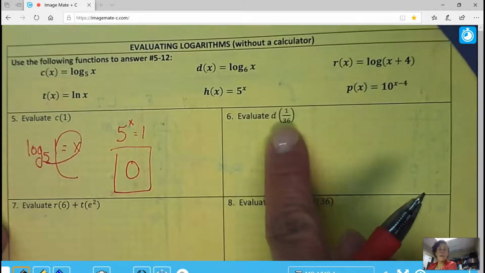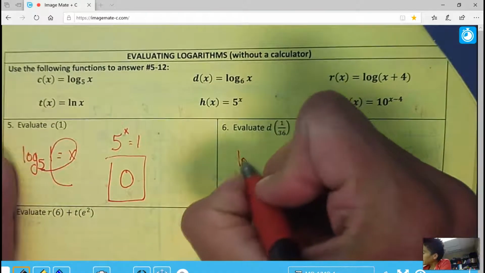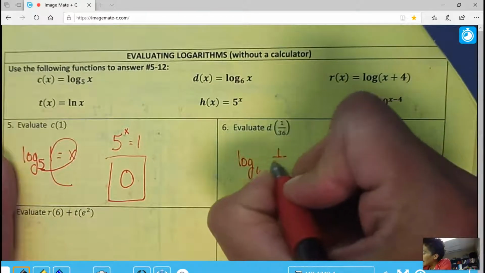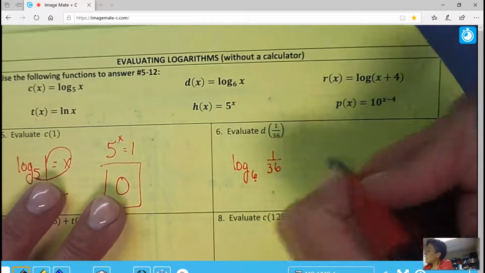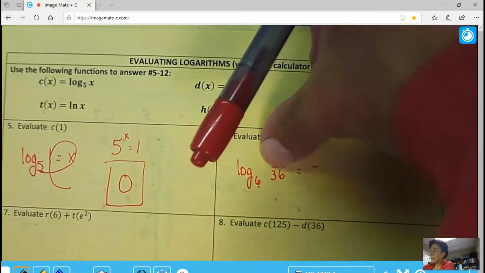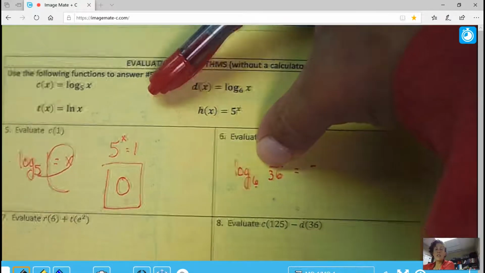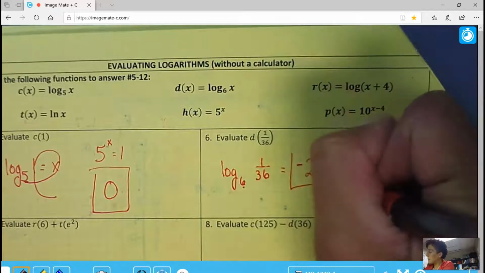So let's go to this one. I'm going to go to D's function and put 1/36 in for x. And here I'm going to ask myself 6 to the what power makes this fraction. Well, the fraction is done by a negative exponent, so that takes care of the 1 over. So now I just need to know 6 to the what power makes 36, and that's a -2.